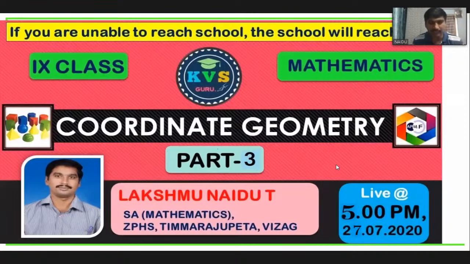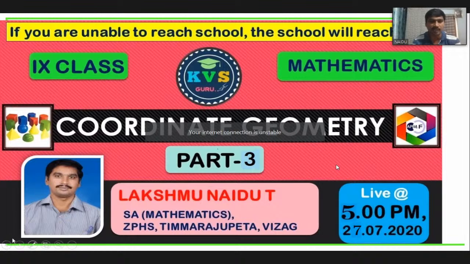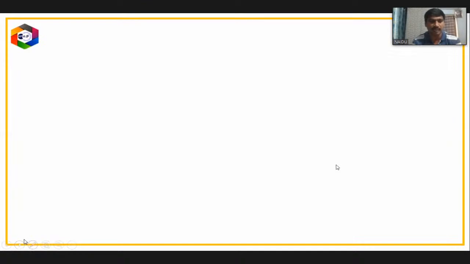Once again, welcome back to today's session. We are in part 3 of coordinate geometry. Already we have discussed the basics regarding coordinate geometry, that is plane, axis, that is x-axis, y-axis, and the meeting point of both, origin, and how to locate a point in the plane. Based on this, some exercise problems also we did. Now let us recollect what we have discussed previously.